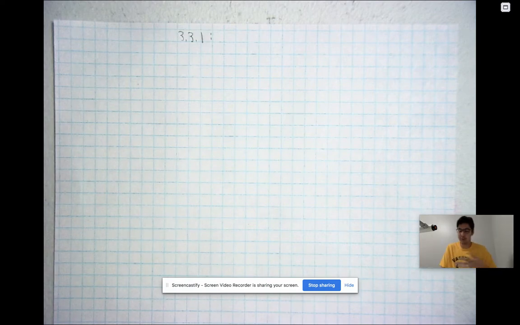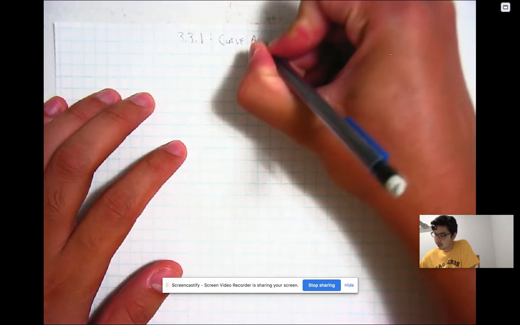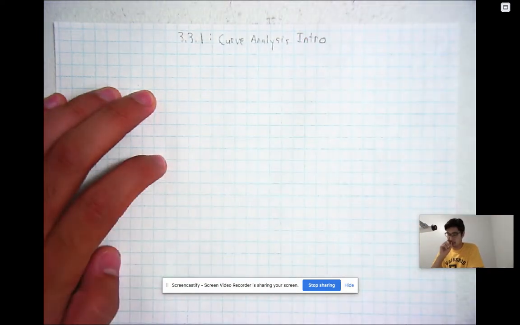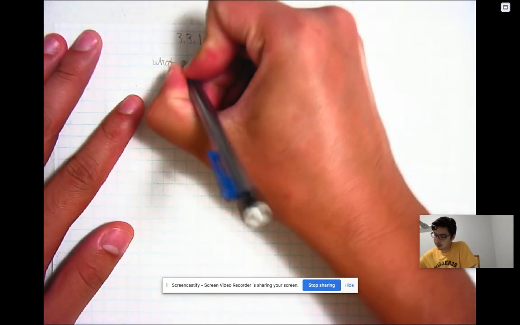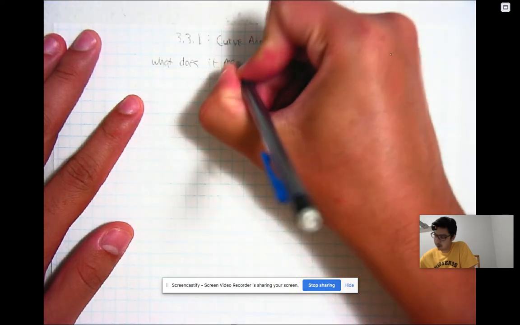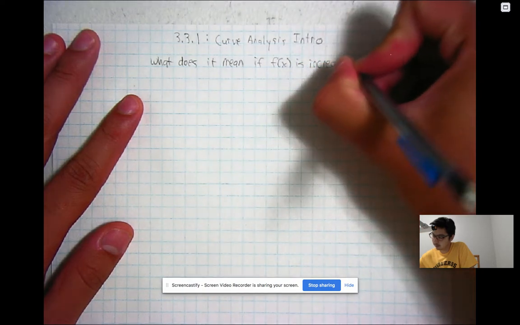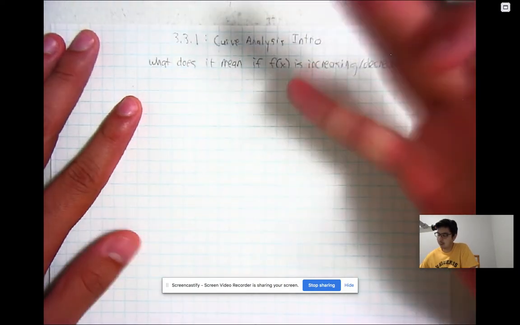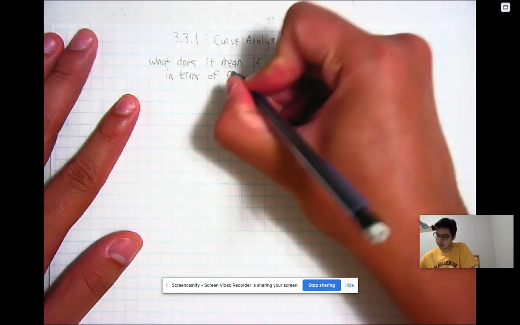All right, so 3.3.1, we are starting this new section of chapter 3, where we're going to be talking about curve analysis. And this will just be the curve analysis intro. A few things we're going to be talking about in this one is, what does it mean if f of x is increasing or decreasing? And by that I mean in terms of its derivative, or slope function, f prime of x.